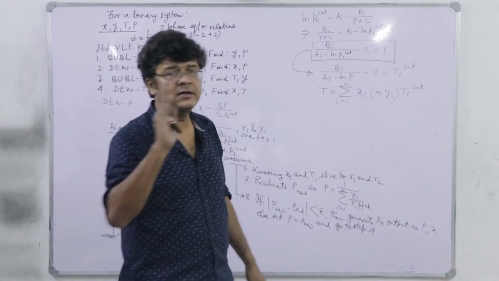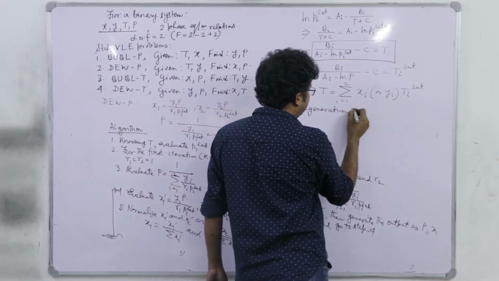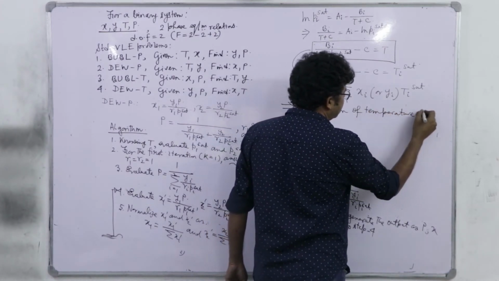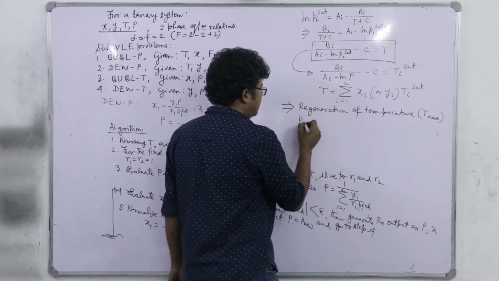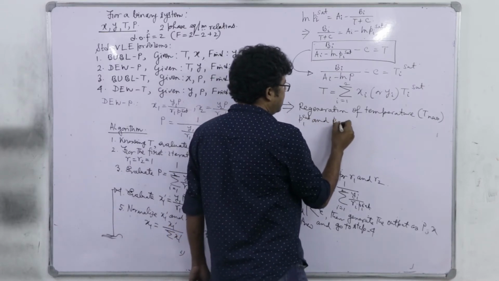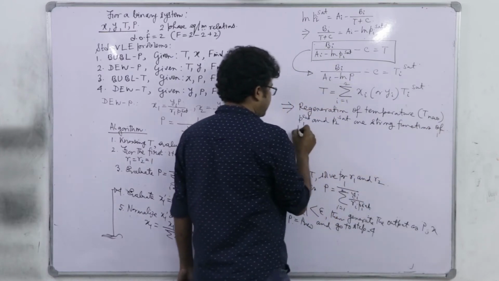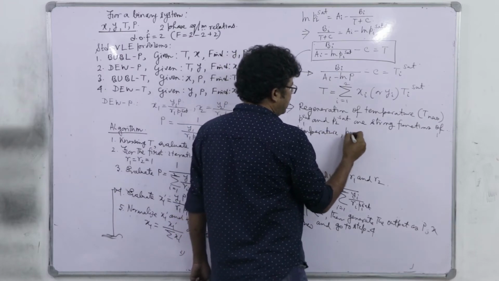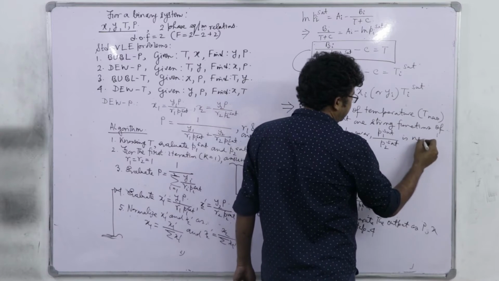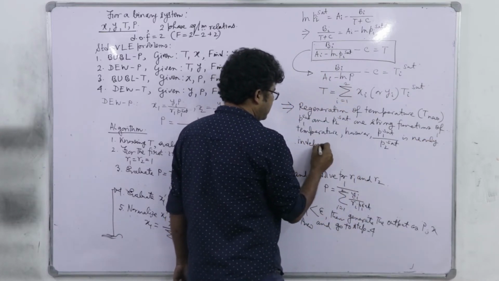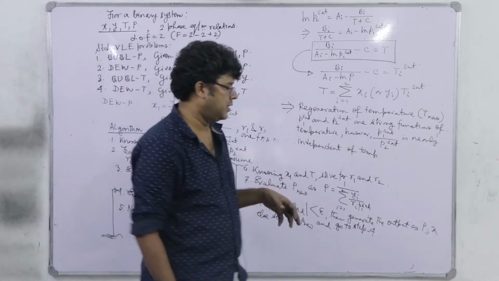We will use the previously discussed concept for the regeneration of temperature, that is T new. How can we regenerate this? See, P1 sat and P2 sat are strong functions of temperature. However, as we have discussed previously, the ratio P1 sat by P2 sat is nearly independent of temperature. So this fact we will explore to regenerate the new temperature value.